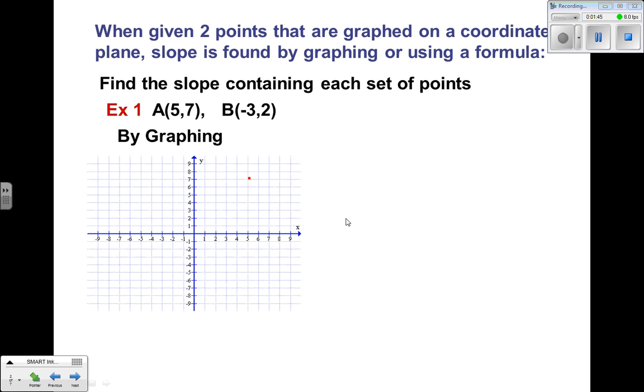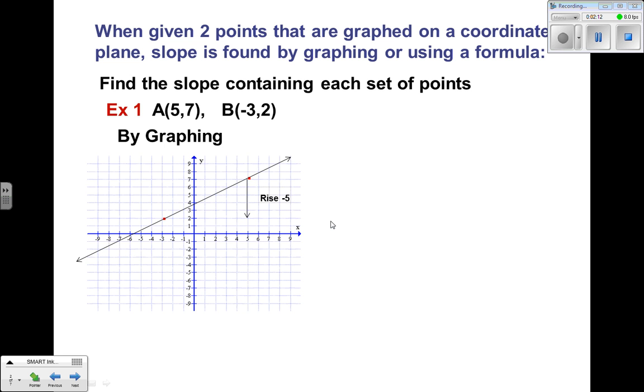There's (5, 7). Here is (-3, 2). We draw a line. Now what I want to do is find the slope of that line, and we can do it by counting our rise and our run. If we start at the top point and draw a line down and count what our rise is, because we're counting down and it's 5 squares down, the rise is -5.